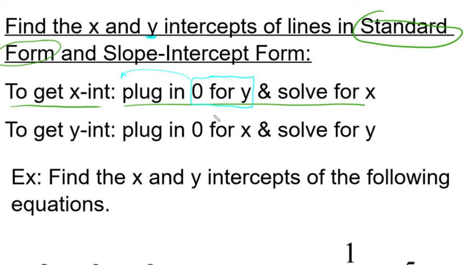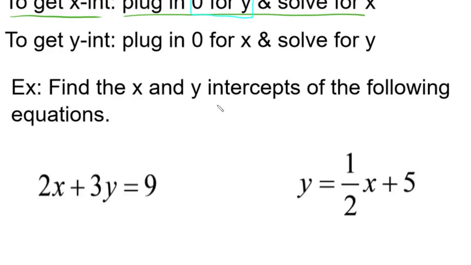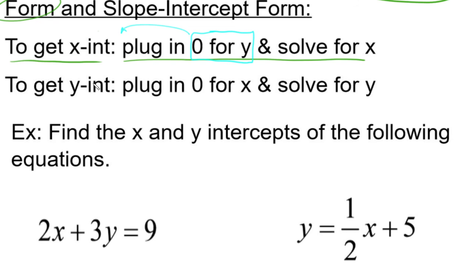So you plug in 0 for y and then solve, and it will find the x value that will give you the x-intercept. Simple as that. It'll find the place on that line where the y value is 0, which can only be the x-intercept. And the reverse is true for the y-intercept.